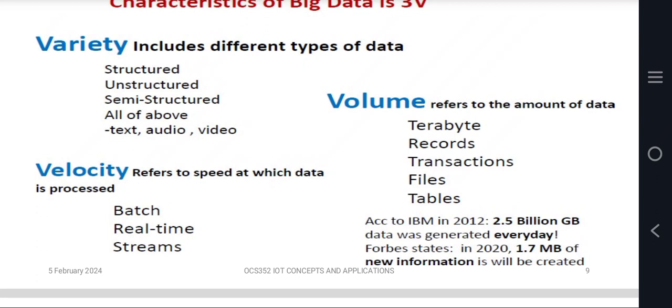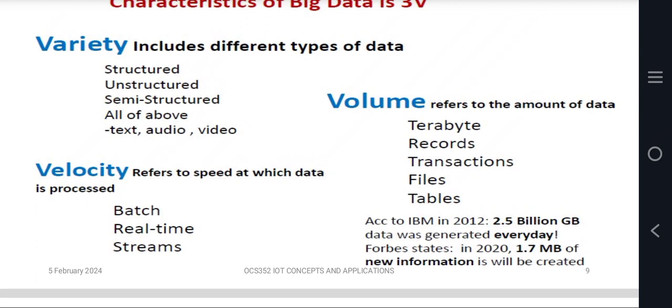Second V refers to volume. The volume is nothing but the amount of data. The amount of data can be represented by means of terabytes or in the form of records. In the banking sector it should be represented by transactions, or it may be represented by files or tables. According to IBM, in the year 2012, 2.5 billion gigabytes of data was generated every day.